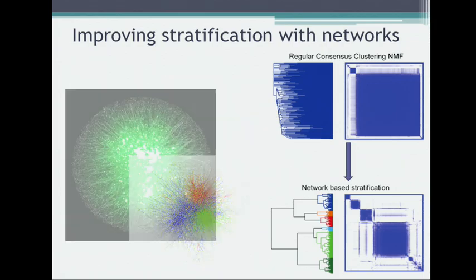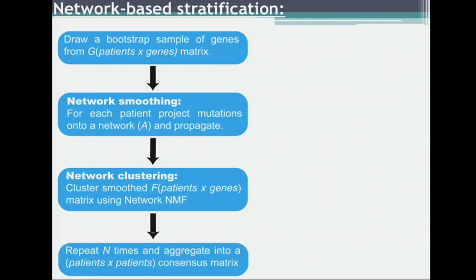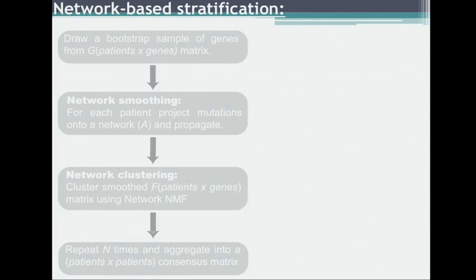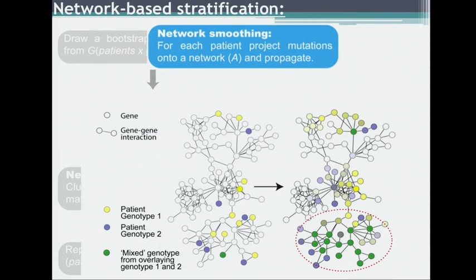So we were curious. My lab does a lot of work from a network perspective, and we were curious whether it was possible to go from the clustering we see above, the stratification, which is not very meaningful, and use networks to provide something that's more meaningful. And we proposed a network-based stratification approach, which is based on consensus clustering. We start, as in consensus clustering, with a bootstrap initialization of the data, so we draw a sample. Next, we apply a network smoothing step, which is basically starting from individual mutations, we propagate them onto a network, and I will expand upon this further in a moment.